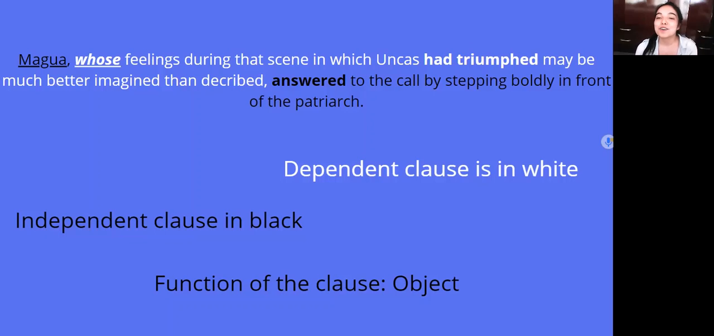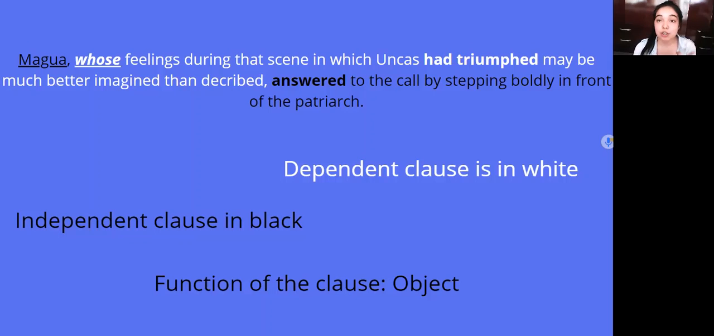And then our verb, had chilled. Okay, also we have commas, so that means non-restrictive. But we have something different. We said that in the last ones the function was subject, but now we have that the function is object.